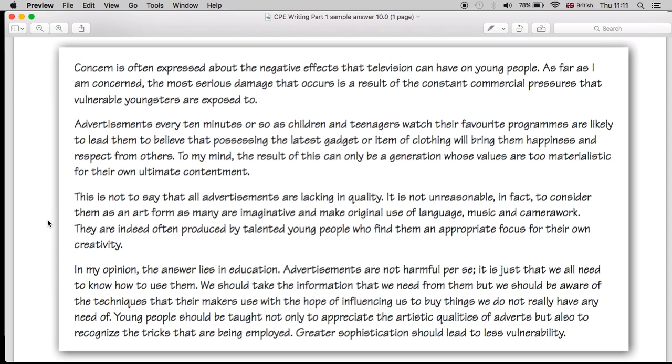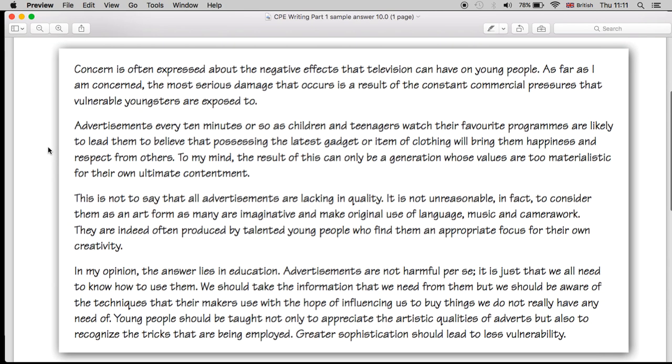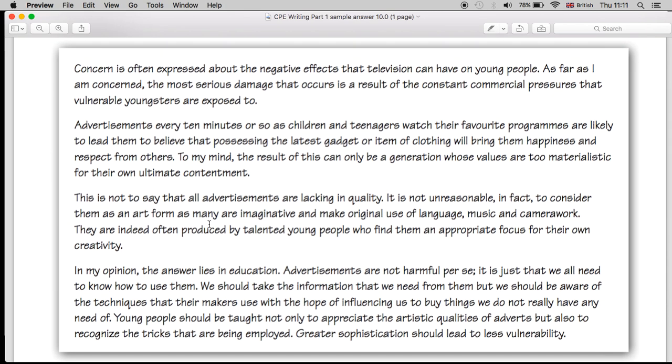One other aspect that we look at, especially in regards to organization, is sentence structure. In Dutch, we'd refer to that as zinsopbouw. So we see a varied range of sentence structure, including here, okay, we have basically two different elements to this sentence. As far as I'm concerned, this is our dependent clause with a comma, nicely punctuated. And then the most serious damage that occurs as a result of the constant commercial pressures that vulnerable youngsters are exposed to. Here we have an independent clause, which is well written and reads fluently. And again, you can see that sentence structure is quite varied.